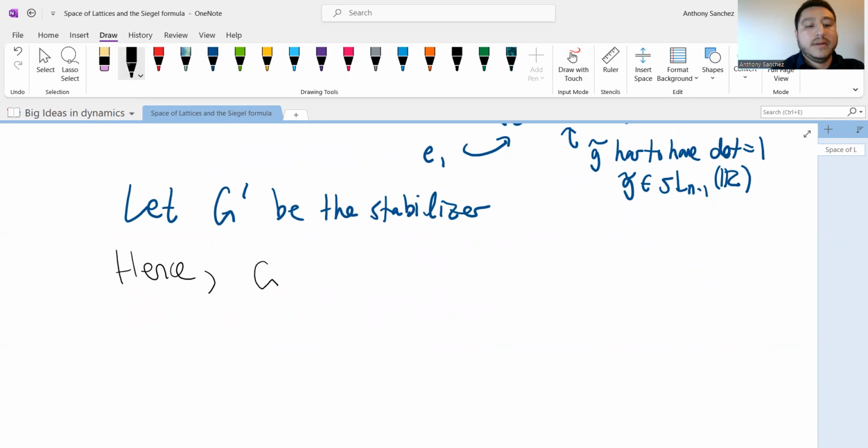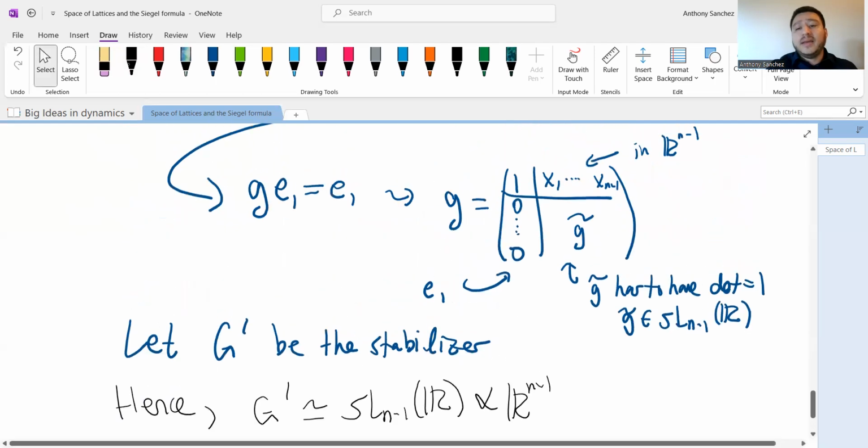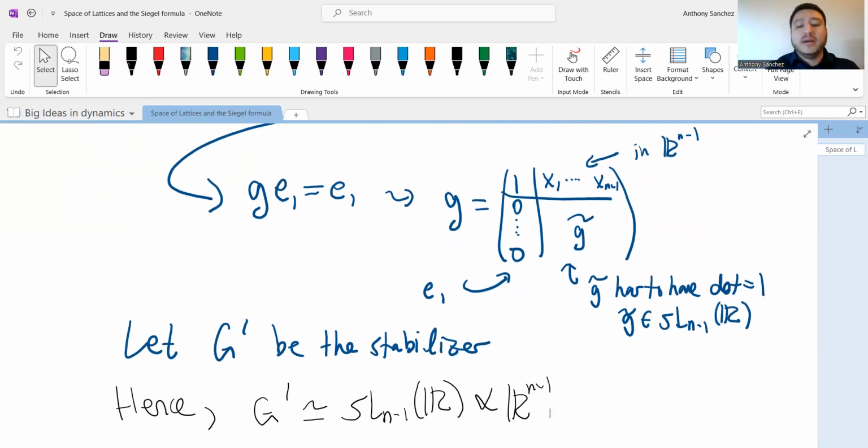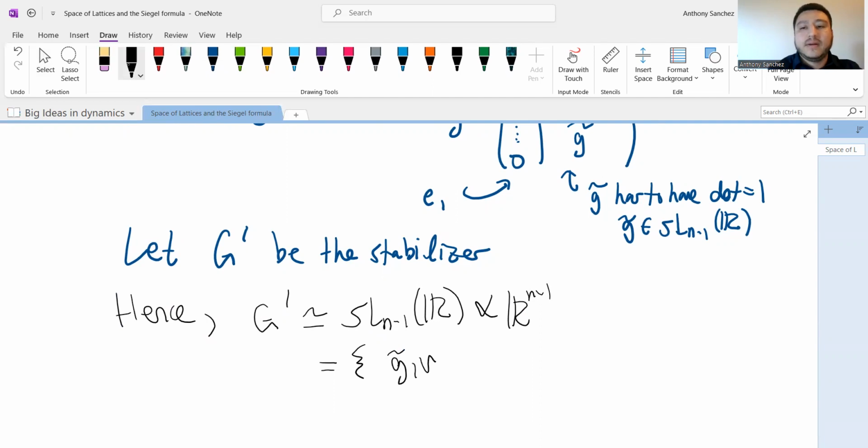Hence, G prime, I can think about this geometrically as SL_{n-1}(R) semi-direct R^{n-1}. And I'll leave it as an exercise for you all to recall this semi-direct product operation and to realize that the operation that goes on in there is exactly what's happening with this matrix multiplication, right? So as a group, this is going to be the set of pairs (G tilde, V), or how would I call it there?